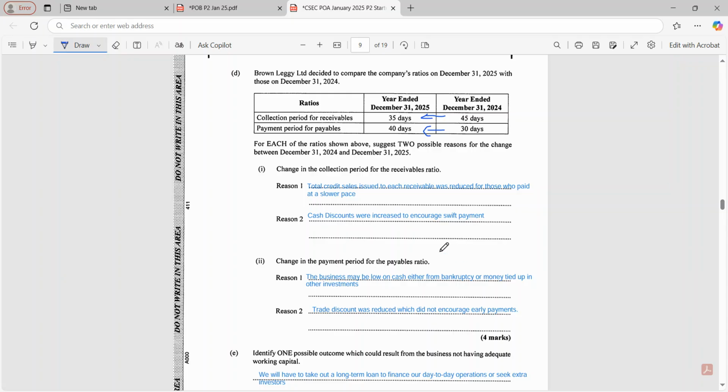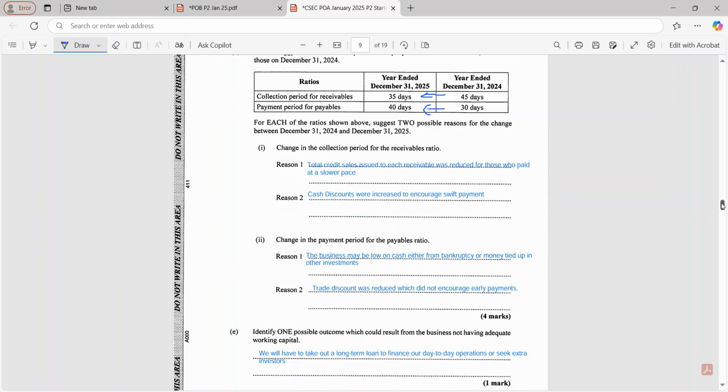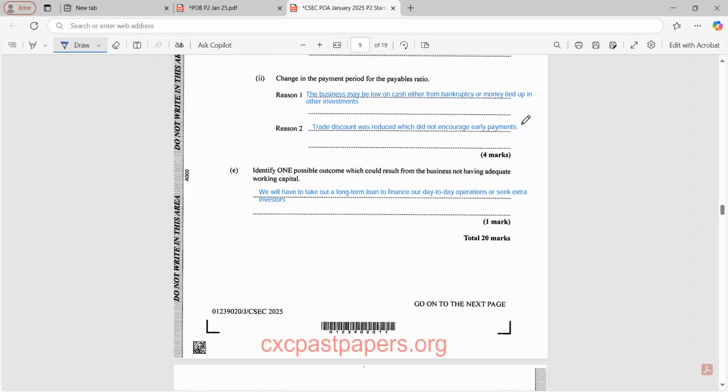Then it says change in the payment period for payables ratio. We had 40 days, so we said that there was an increase in payment period for payables. So we took longer to pay our debt. And it could be a case that the business generally was low on cash, right? So maybe we're experiencing bankruptcy, or some money was tied up in some other form of investment, or we just had a low working capital. Reason two, I said that trade discount was reduced, which did not encourage early payment. So maybe the discount that the payables gave us was so low that if we pay at a later date, it will have the same effect for us, right?